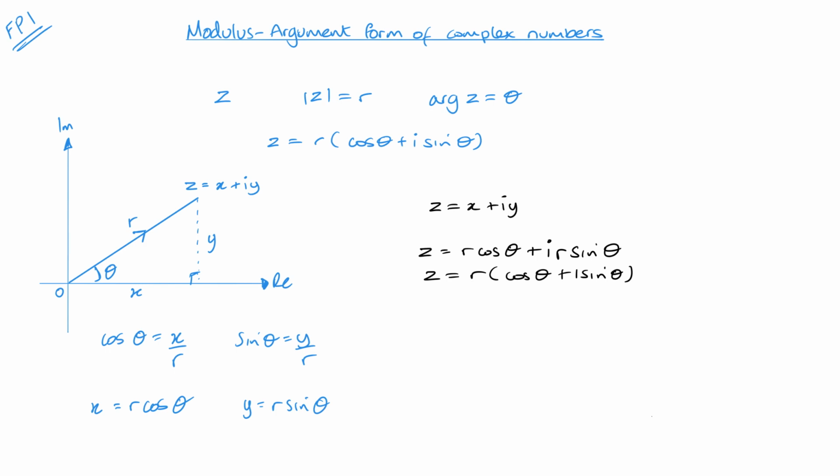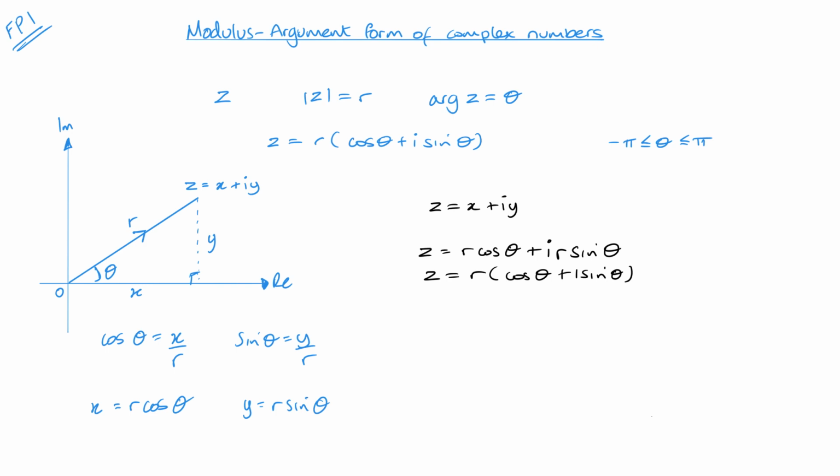Now, the argument theta is usually given in the range between minus pi and plus pi. So it's usually, I'll put it down here, in the range of minus pi to plus pi. But that said, the formula is going to work for any value of theta measured anti-clockwise from the positive real axis. So it will work for anything, as we know from the way trigonometry works.